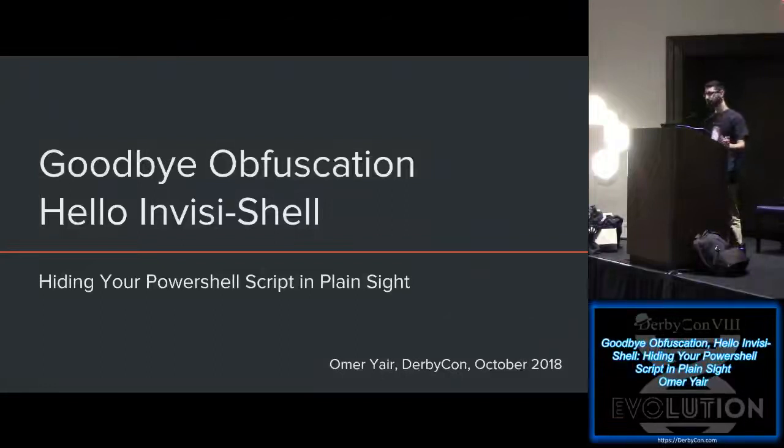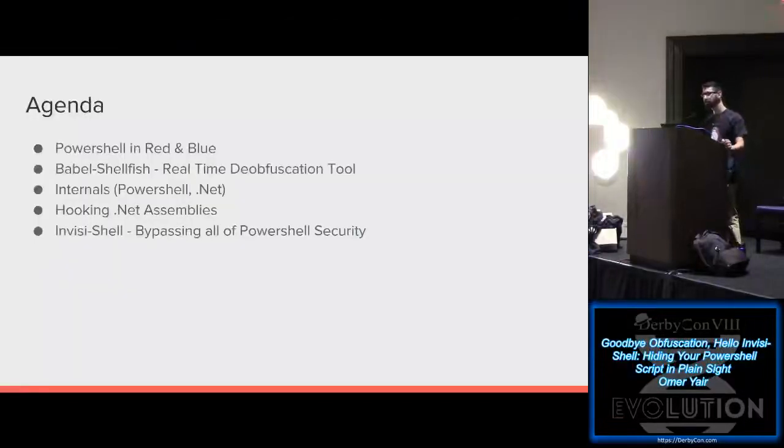Today we're going to talk about two new tools that we developed at Javelin Networks, and we will make them available for you. We will talk about how we got to them, so we will need to start by talking about PowerShell in red and blue. How many people have been to the training for PowerShell? Yeah, amazing. And we'll have to go a little bit into the internals of .NET and PowerShell to understand what happens behind the scenes. And lastly, we'll need to understand how you hook .NET assemblies.